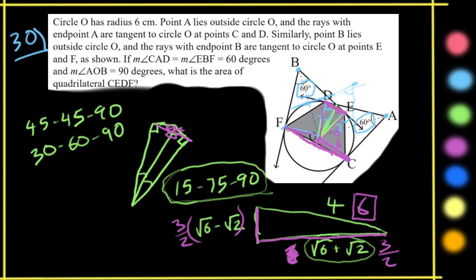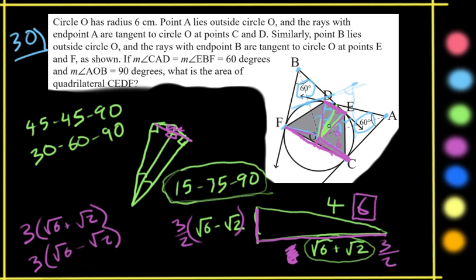And then the 2 bases of the trapezoid: the longer base is going to be twice this length, which is just going to be 3 root 6 plus root 2. So that's going to be one base of the trapezoid. The other base is going to be twice this, which is going to be 3 root 6 minus root 2.